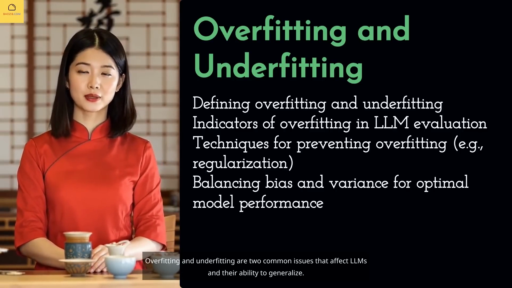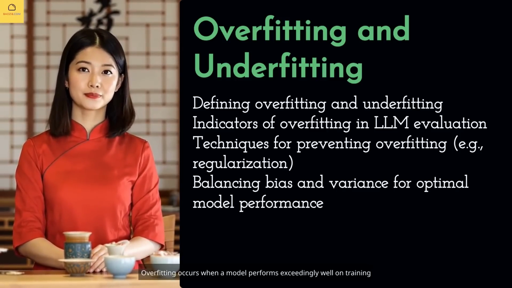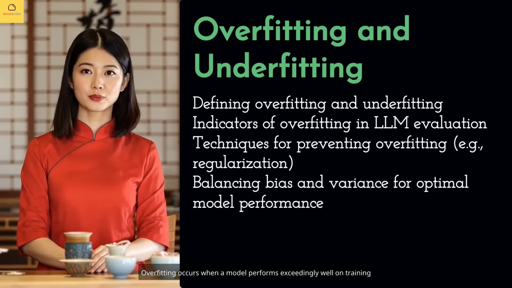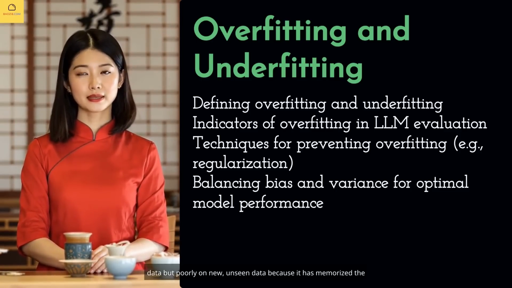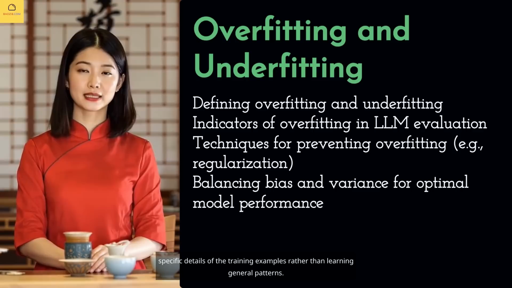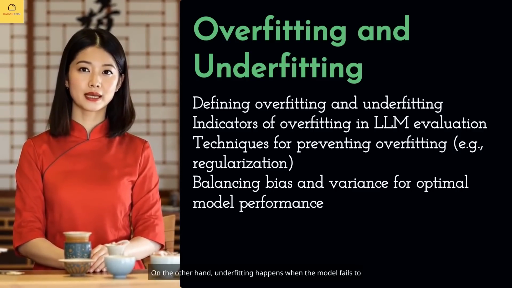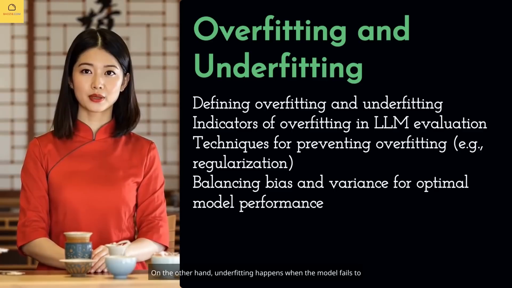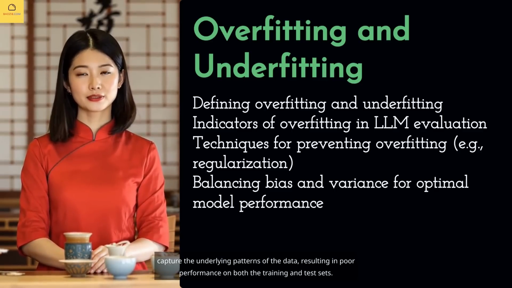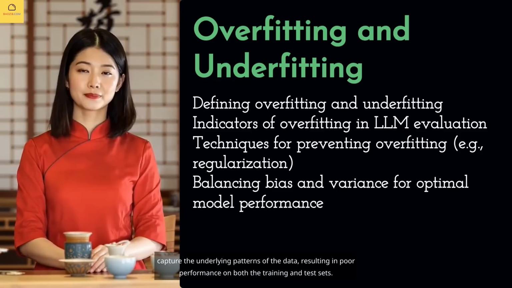Overfitting and underfitting are two common issues that affect LLMs and their ability to generalize. Overfitting occurs when a model performs exceedingly well on training data but poorly on new, unseen data because it has memorized the specific details of the training examples rather than learning general patterns. On the other hand, underfitting happens when the model fails to capture the underlying patterns of the data, resulting in poor performance on both the training and test sets.